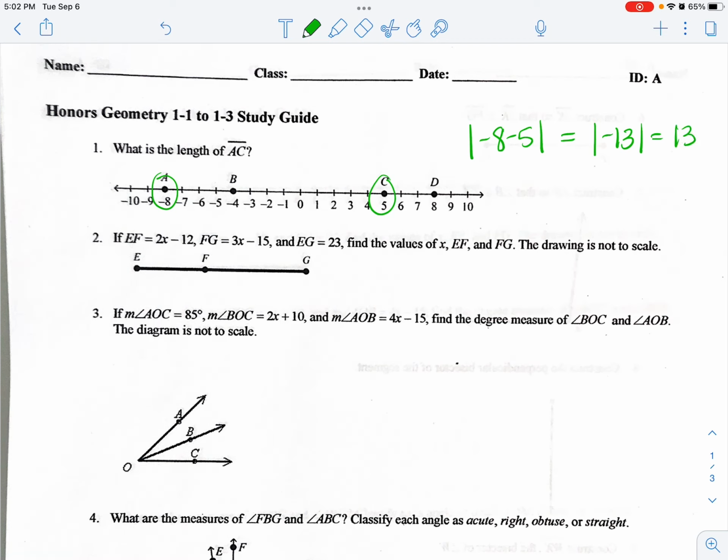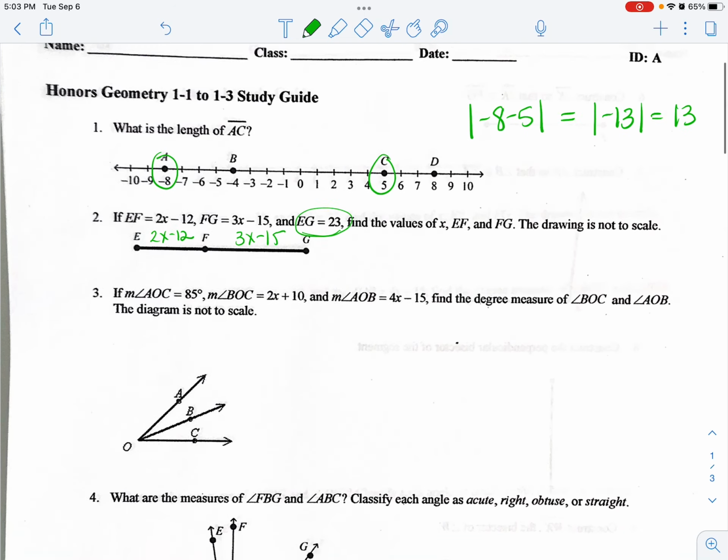Number 2, we need to find the value of X, EF, and FG. So here we can see that EF is given as 2x minus 12 and FG is given as 3x minus 15. So we have two algebraic expressions, and then they tell me the length of the entire segment is 23, and that's the segment addition postulate.